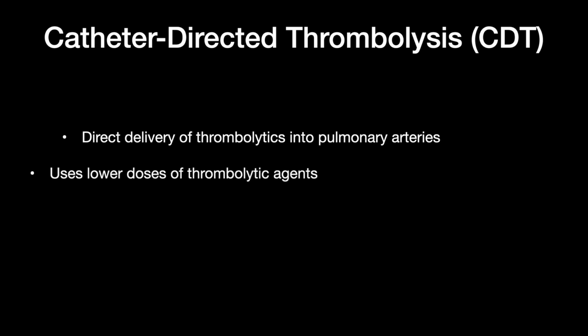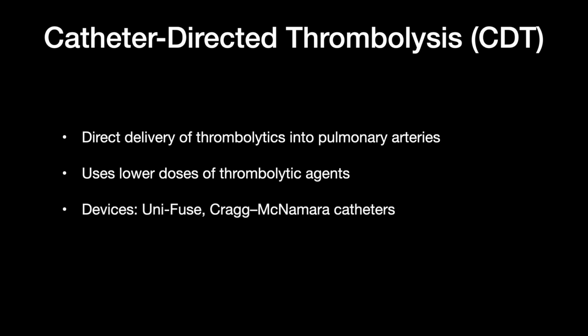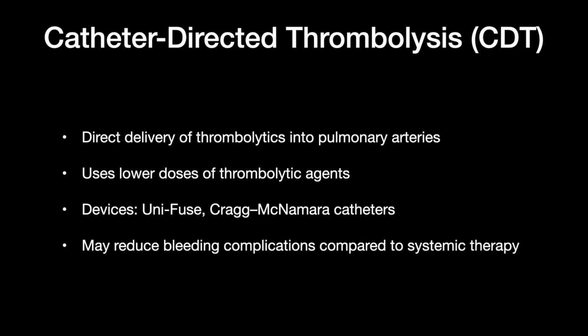So coming first to catheter-directed thrombolysis, it is a direct delivery of the thrombolytics into the pulmonary artery. It uses a lower dose of the thrombolytic agents, so it decreases the risk of bleeding, and the devices like Unifuse and Pratt-McNamara catheters are used for this purpose. It may reduce the bleeding complications compared to systemic therapy.